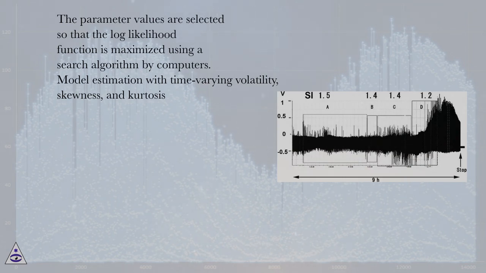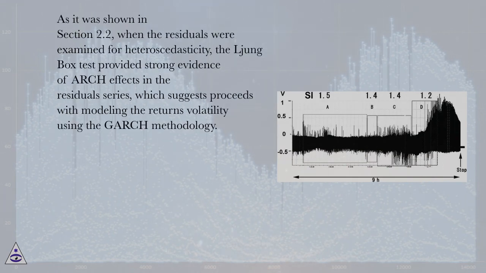Model estimation with time-varying volatility, skewness, and kurtosis. As was shown in section 2.2, when the residuals were examined for heteroscedasticity, the Ljung-Box test provided strong evidence of ARCH effects in the residual series, which suggests proceeding with modeling the returns volatility using the GARCH methodology.